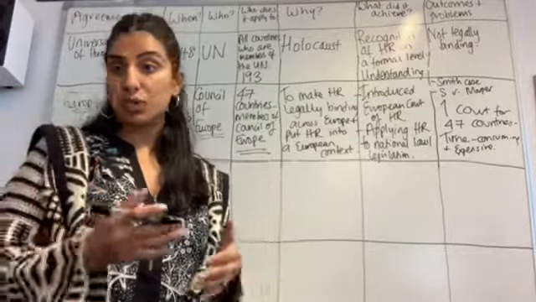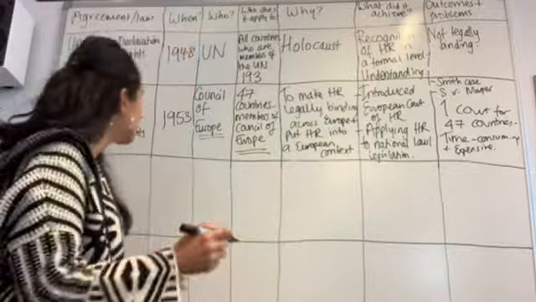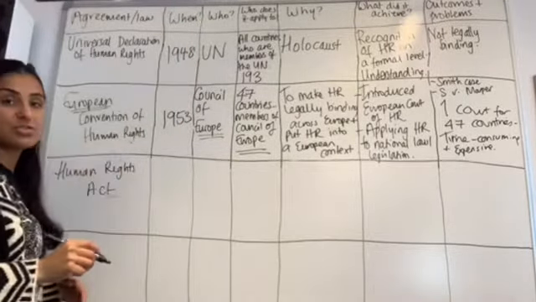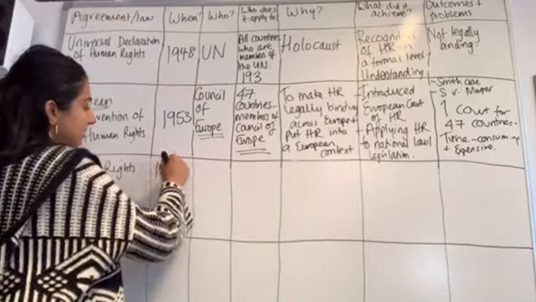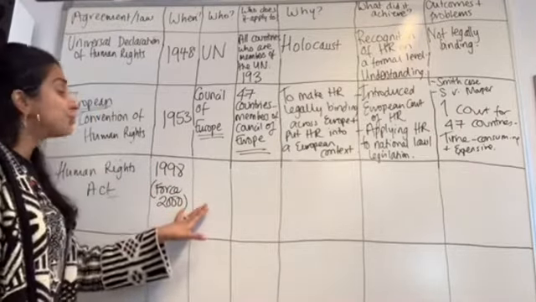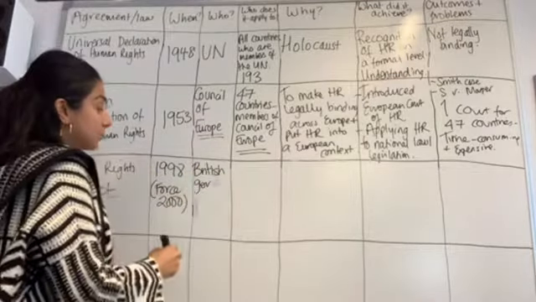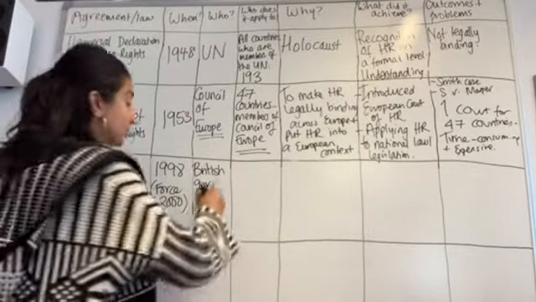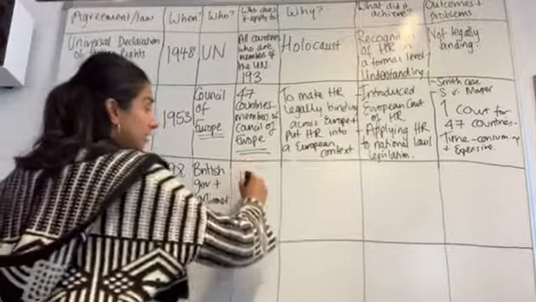This piece of legislation would only affect the UK and it was called the Human Rights Act. It was introduced in 1998 but actually came into force in the year 2000. It was introduced by the British government and would have obviously been debated and discussed in Parliament too. And it only applied to the UK.